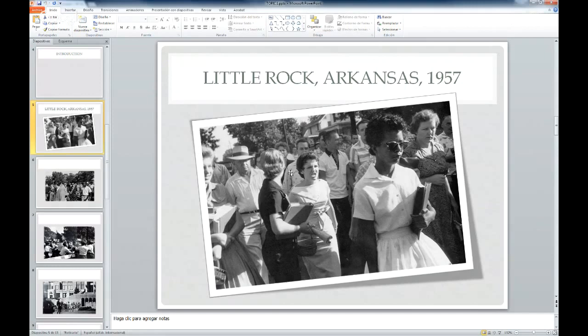What happened is that at the start of the first day of the school, when the students went to school, there were demonstrations of people. It was very, very difficult for them to get to the school because there were demonstrations, there were riots of citizens from the state of Arkansas that did not agree with this judicial decision, and they did not agree that black students should join white students at schools.